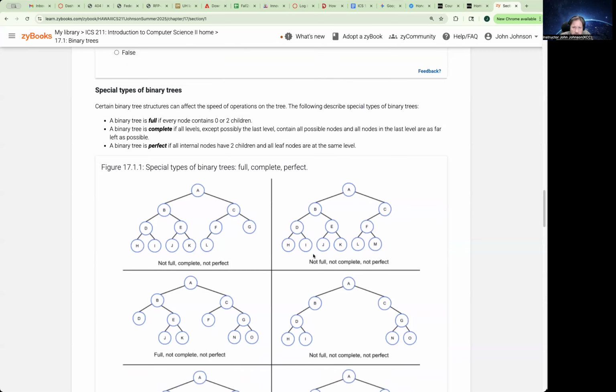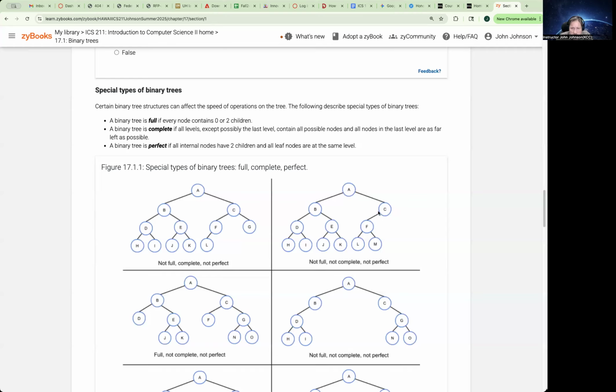So another definition we have to know is perfect. A binary tree is perfect if all internal nodes have two children and all leaf nodes are at the same level. So if we look through here, you'll see that this one is not perfect because all internal nodes do not have two children. So this one right here does not have two children, and all the leaf nodes are not at the same level. So this one right here is a leaf node and it's not at the same level as these.